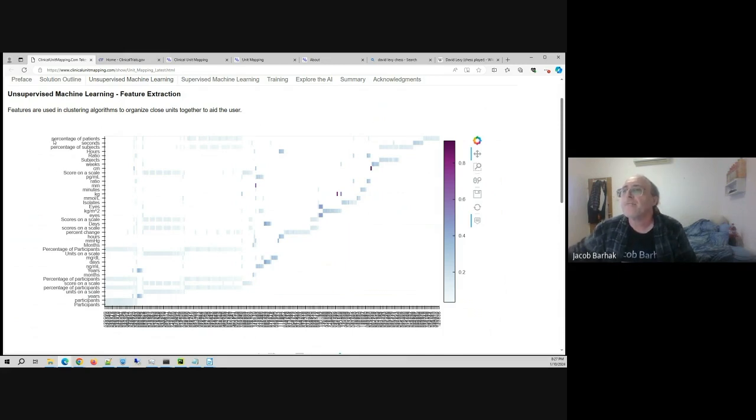Like you see, percentage of patients and percentage of subjects is basically the same thing, or percentage of participants. However, the system doesn't know that they are the same. Here, percentage of participants, again, sometimes the big P, sometimes the small P, sometimes patients. All of these are the same thing, and you want to map them all as percentage, the symbol percentage. Same thing here, participants are participants, big or small.